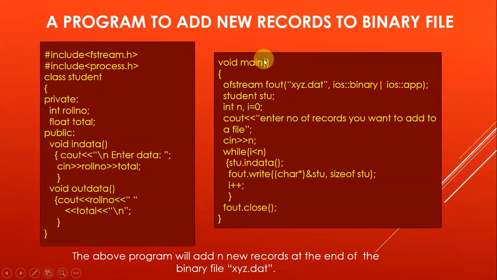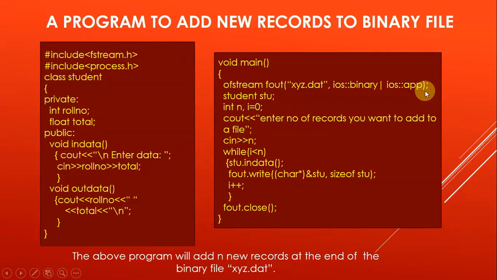Now in the main, as I want to add new records, adding new record means writing into the file. So again, I will open the file. I will create an object of ofstream, and you can see here fout is an object of ofstream class. I associate this object to xyz.dat, which is already created, and then I have to use two modes. One is the binary mode, as my file is a binary file, and the second is the append mode.